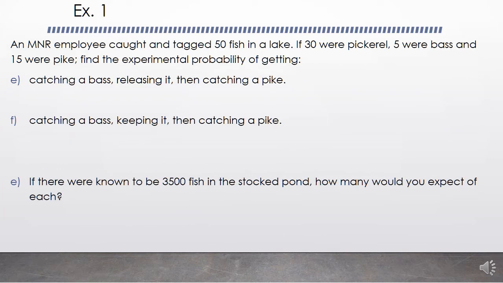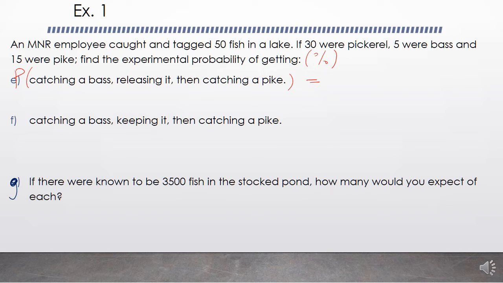Same question, except we got 3 more, so you don't have to recopy down the initial information. And I see there's a typo here. EF, that should say G. So we still want to know the probability, still in percents, of catching a bass, releasing it, then catching a pike. We can cheat again, probability of all that.